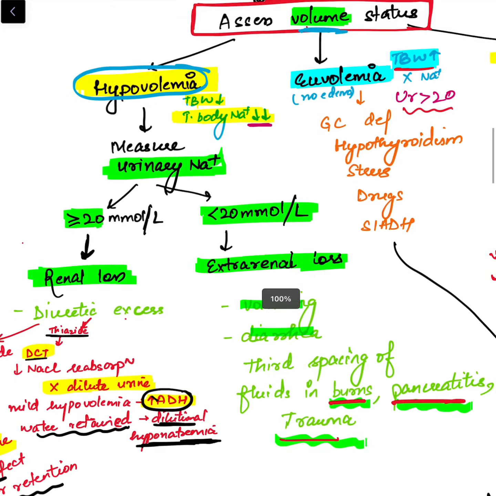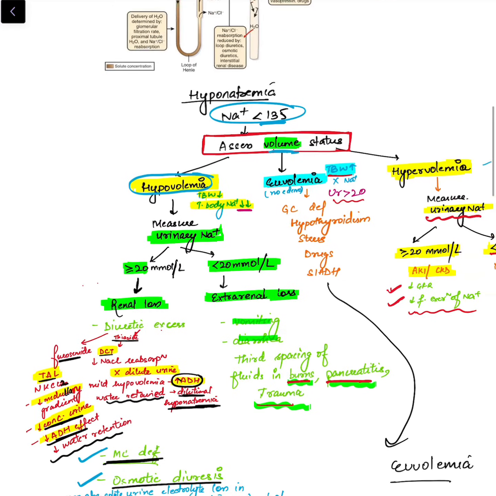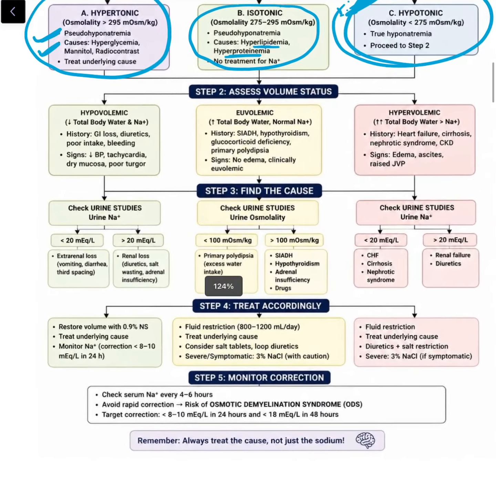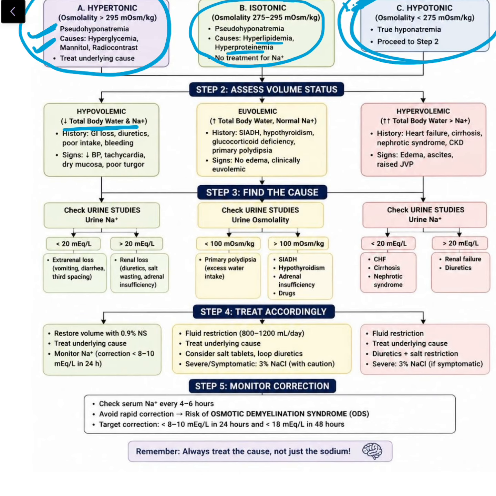On checking the volume status, you need to check if the patient has hypovolemia. If the patient is hypovolemic, that means total body water is less and sodium is less. So on the basis of history, you will ask the patient about GI loss, diuretics, and bleeding, and look for signs of hypovolemia: BP will be low, there will be tachycardia, dry mucosa, and poor turgor.